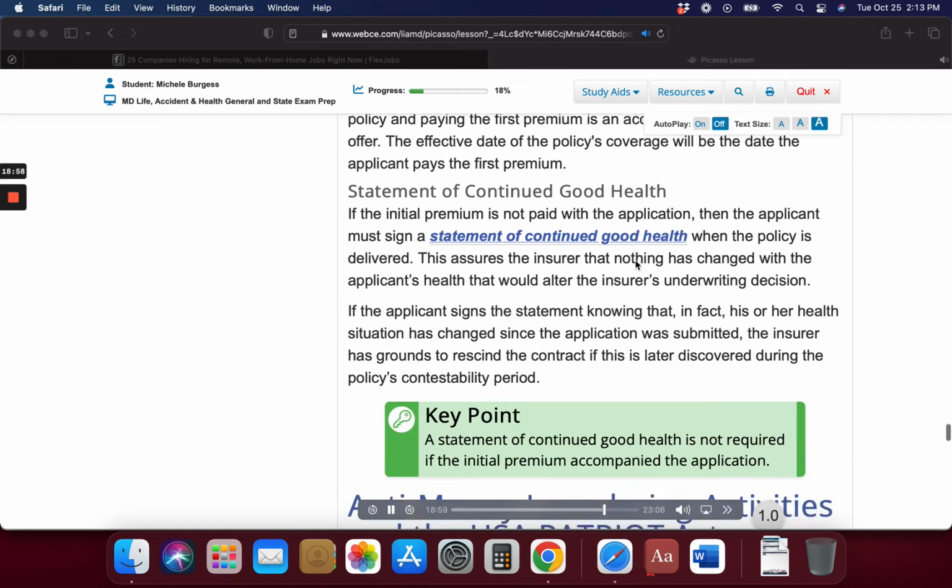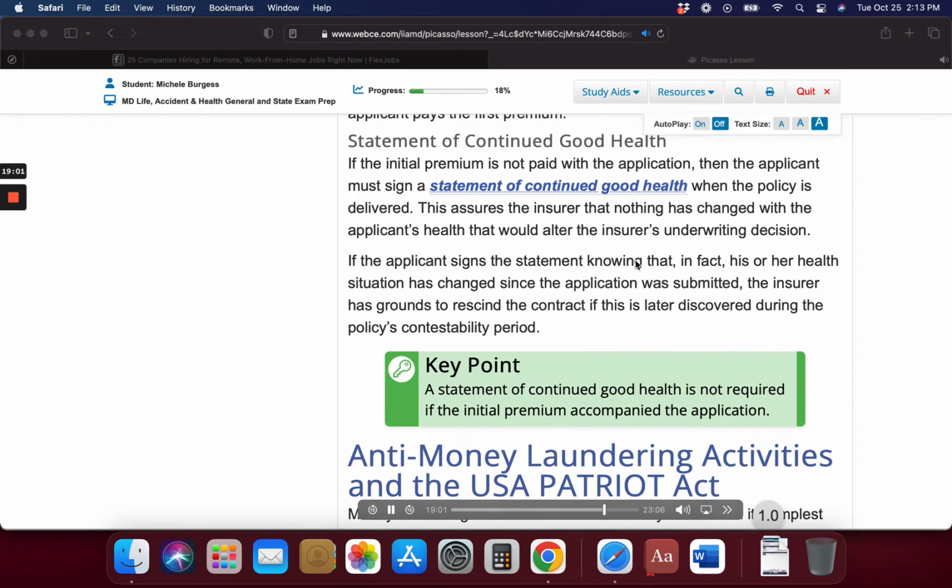Statement of continued good health. If the initial premium is not paid with the application, then the applicant must sign a statement of continued good health when the policy is delivered. This assures the insurer that nothing has changed with the applicant's health that would alter the insurer's underwriting decision.